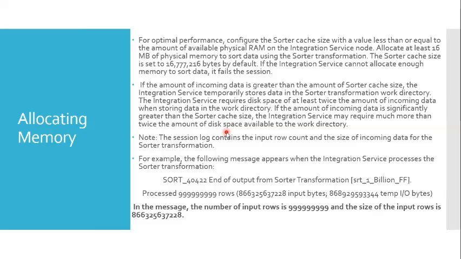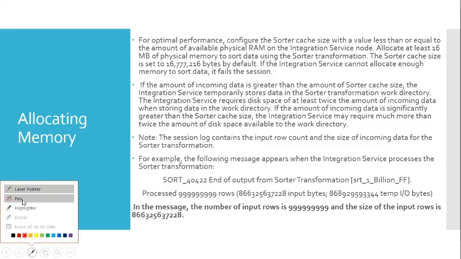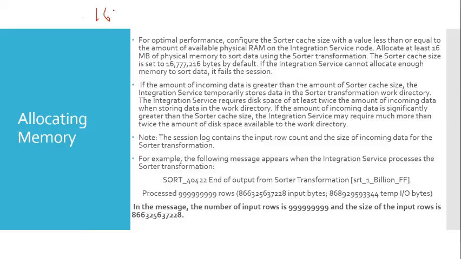Next, how to allocate the memory? To allocate the memory, there are multiple options here. You can follow these options and configure your memory inside your Sorter transformation. For optimal performance, configure the Sorter cache size with a value less than or equal to the amount of available physical RAM on the Integration Service node. Allocate at least 16 MB of physical memory. Minimum 16 MB, right? Just remember, 16 MB is required and mandatory. It's the minimum memory, which is what is highlighted here.